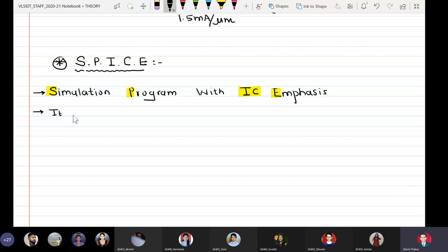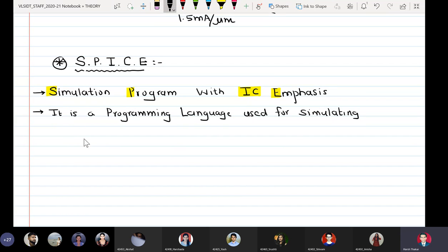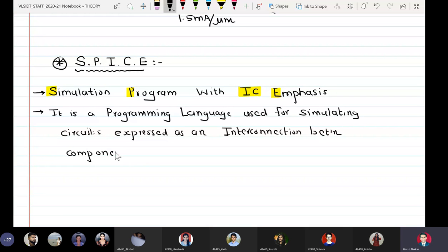So it is a programming language used for simulating circuits expressed as an interconnection between components, and they can be active or passive components.